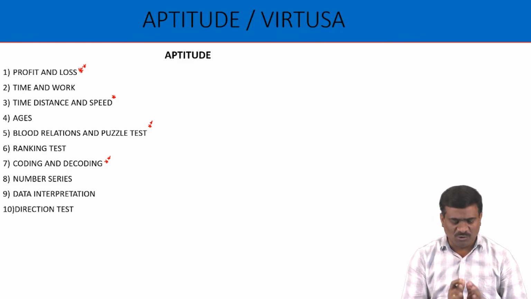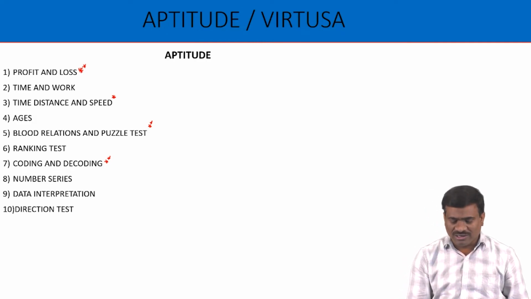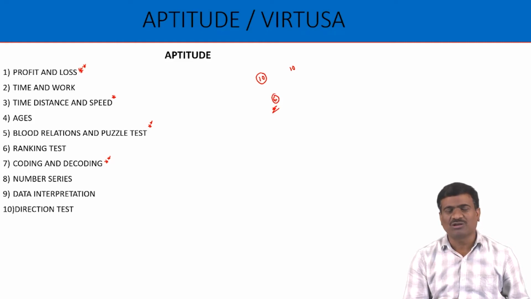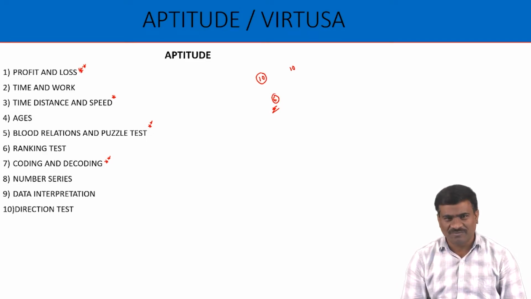This is about section B in the Virtusa test pattern, a medal based exam. Target: total number of questions 10, time duration 10 minutes, target 6 marks to qualify. This is about the test pattern. Next, sample examples in aptitude.